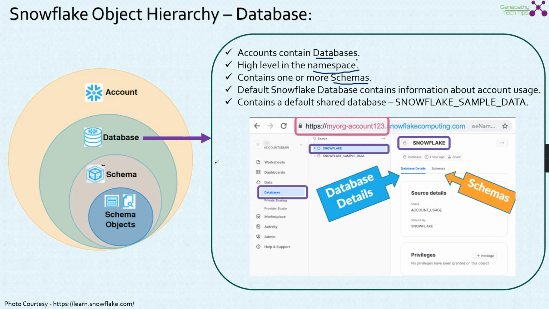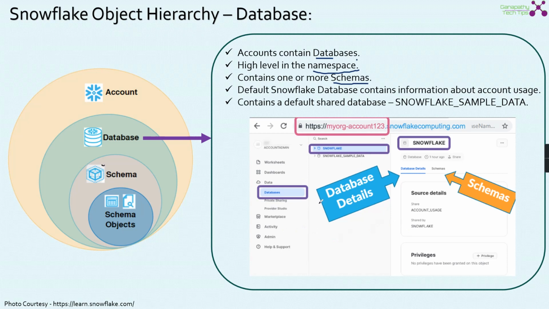When you create a Snowflake account, as you can see in this diagram, two default databases get created. One is the Snowflake database, the other is the Snowflake sample data database. The Snowflake database contains the information about the account usage. Snowflake sample data contains some data which can be used for educational purposes. So this diagram clearly represents the details about the databases here.